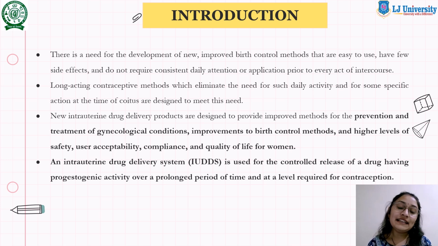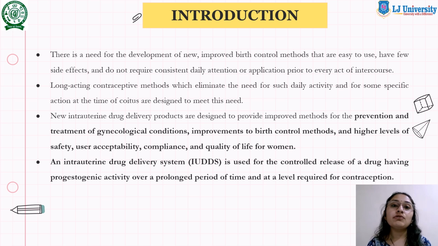It is the highly used method of choice for contraception by a large population. So now why is there a need for the development of this novel drug delivery system or improved birth control method? Why is there a need to develop such intrauterine devices? This type of device will have long term action. They can release the medicament, which has contraceptive activity, into the uterus for a prolonged period.